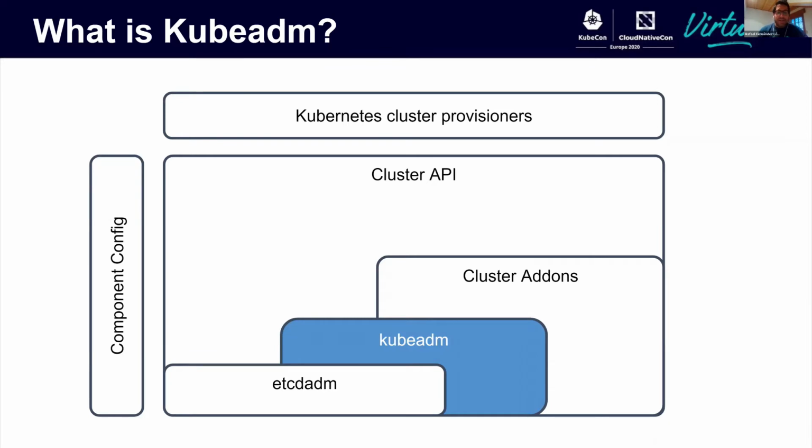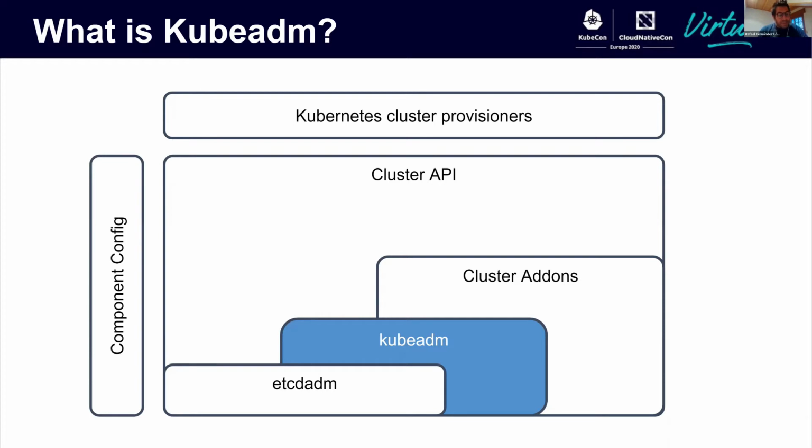In this case, we can see here the diagram. We have a number of components, a number of projects. For example, etcdadm allows you to create a number of etcd instances, a number of etcd clusters, along the lines of how Kubeadm allows you to create a Kubernetes cluster. Then we have also the cluster add-ons project on the SIG. Also Cluster API, that we will see in a second, uses Kubeadm or can use Kubeadm. We have other projects, like for example, the component config that goes across different SIGs and across different projects. And also Kubernetes cluster provisioners that can use Cluster API in order to define and create clusters in a declarative way.